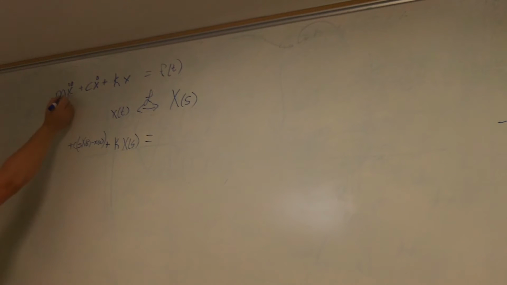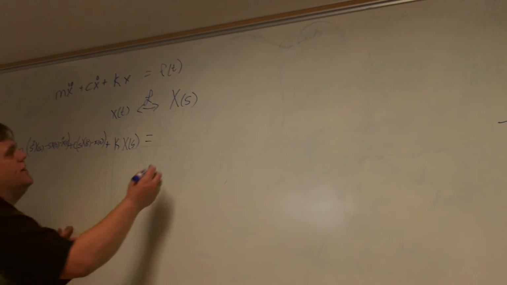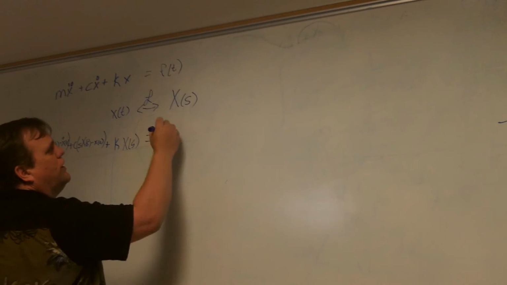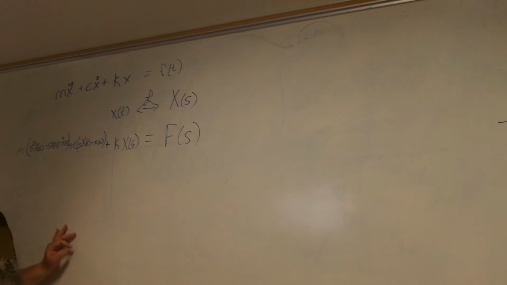All right, now I get this one. It's M times this one's transform. Well, x double dot, I just nest it, so it's going to be s squared X of s minus s times the value of x at zero minus x dot at zero. All I did was keep applying the rule. And that has to equal this one's transform. Let me just call that F of s, whatever the transform is of your forcing function.